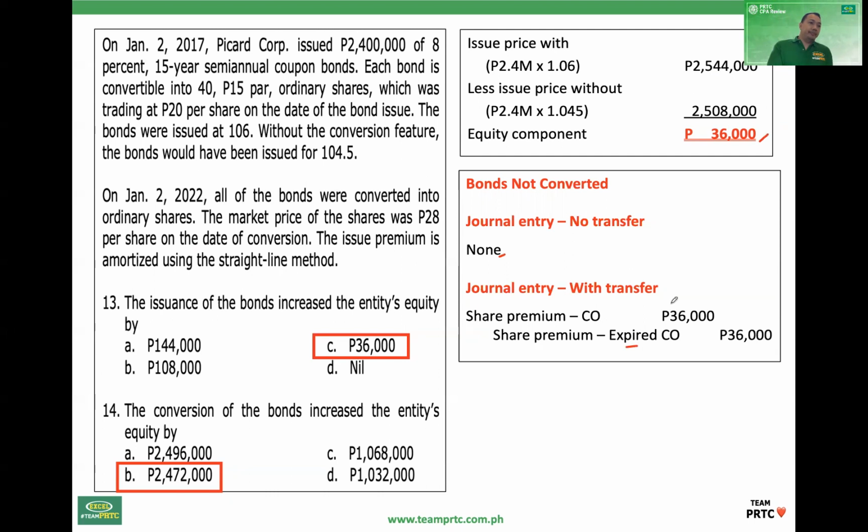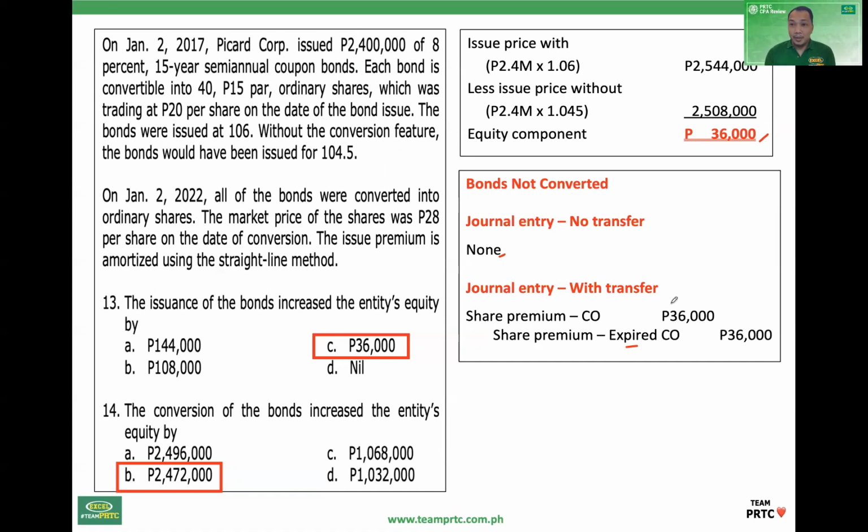Okay? Now, paano kung ni-retire before due date? As discussed earlier, kung i-retire at maturity, walang gain or loss yan. Simply debit bonds payable, credit cash. Paano kung ni-retire prior to maturity? So, sabi nga natin kanina, i-compare mo yung carrying amount on the date of retirement at yung retirement price, gain or loss yun.